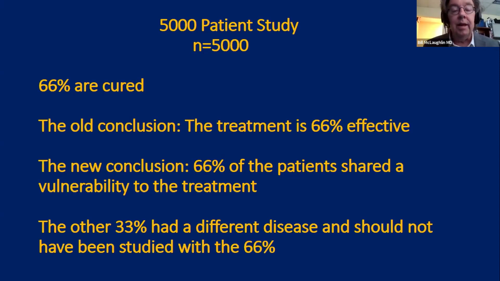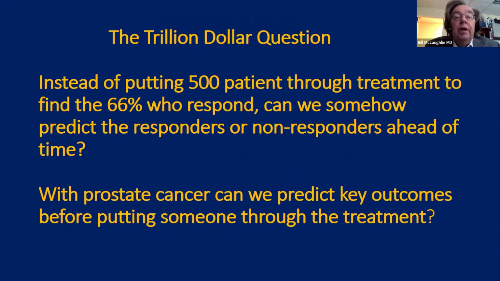The whole mentality has shifted toward the trillion-dollar question, which is: instead of putting 500 patients through to find the 60% who respond, can we somehow predict responders or non-responders ahead of time? That would be gold, right? Because right now you're putting 33% through for no reason, a lot of expense, and a lot of toxicity.